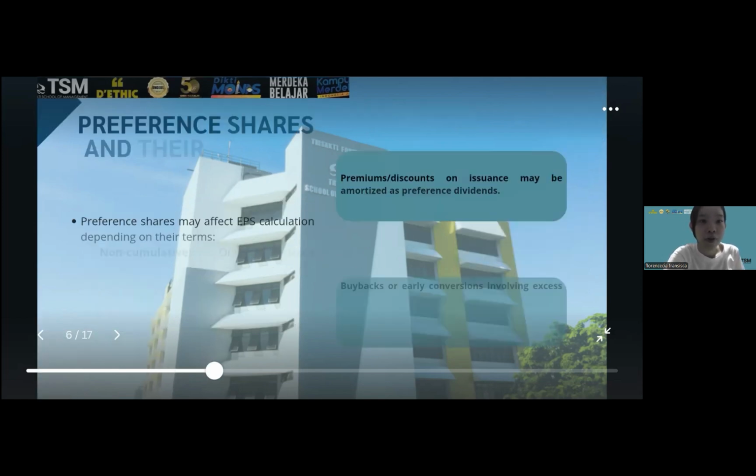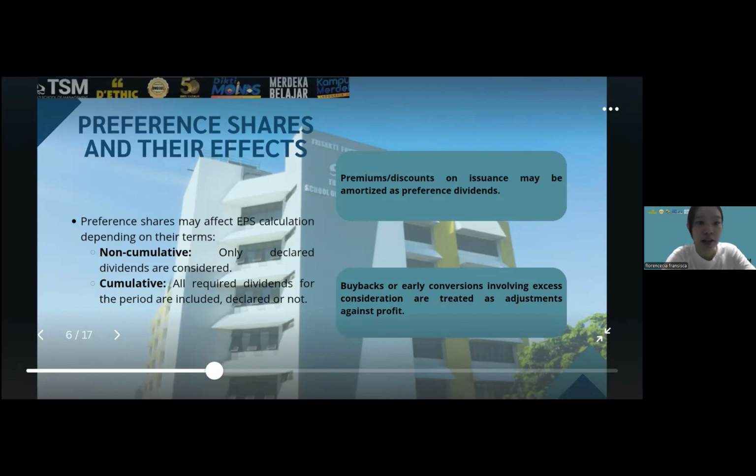And next, we will learn about preference shares and also their effects. Preference shares can affect the profit available for ordinary shareholders. If preference shares are non-cumulative, we only subtract the dividend if they are officially declared. If they are cumulative, we must subtract the expected dividends even if not declared yet. If a company buys back preference shares or changes their terms, any extra cost is taken out of profit for the EPS calculation.